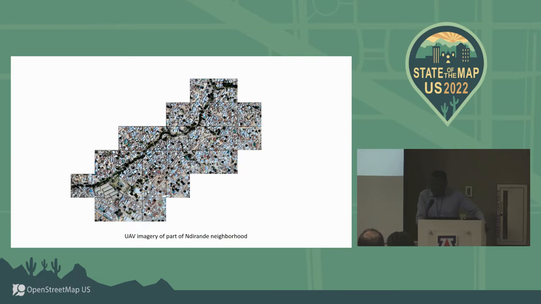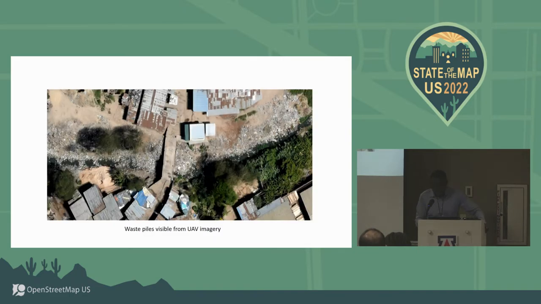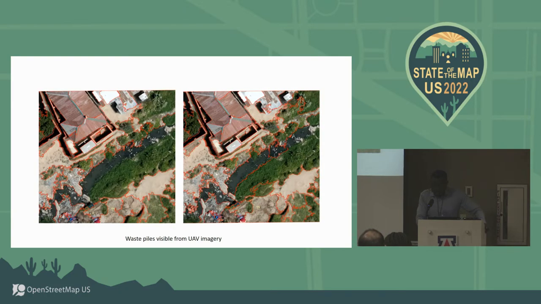We collected some drone imagery in Kalonde neighborhood in Malawi, as you can see there. Clearly, when you zoom into the image, waste piles are visible, as you can see in the middle of the picture. So the question is, should we do this manually, or should we automate the process?